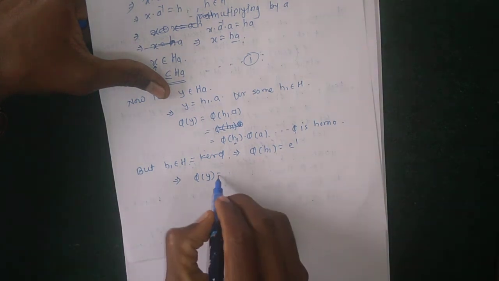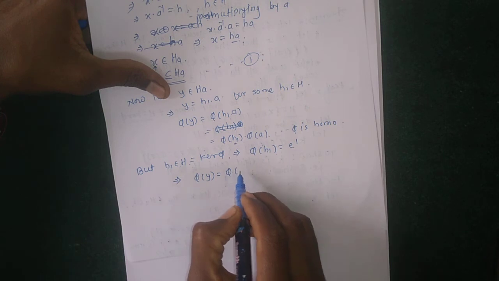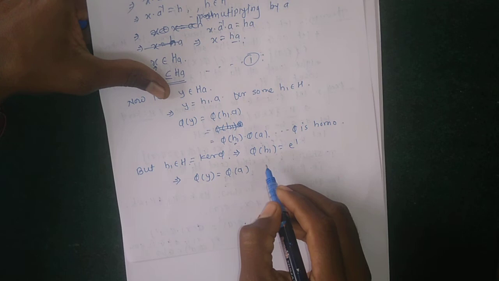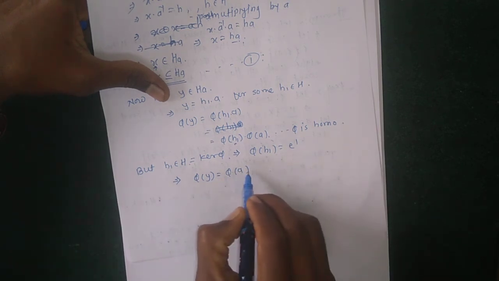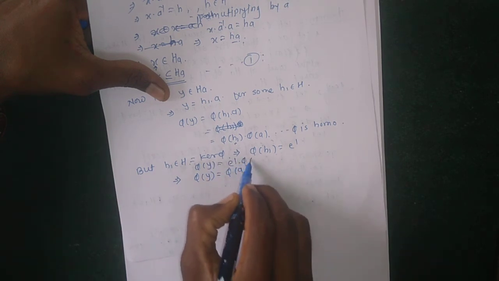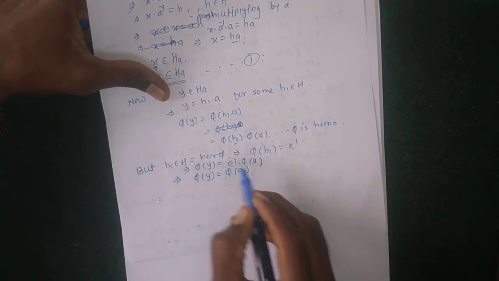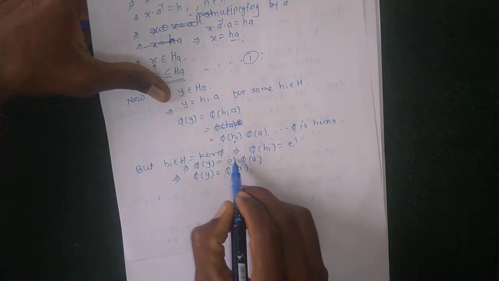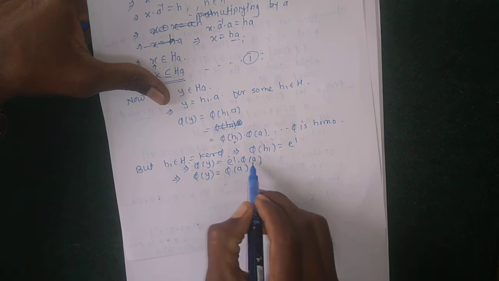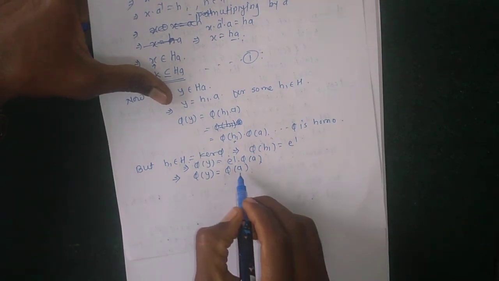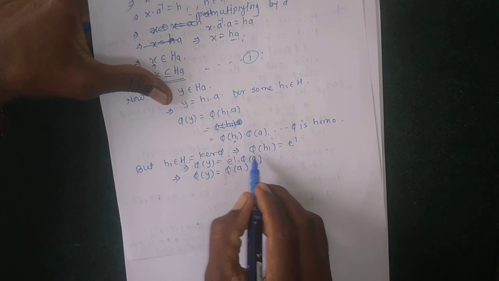Okay, phi of y equal to phi of A. Or here, one step: phi of y equal to E dash into phi of A, which implies that phi of y equal to phi of A, where E dash is the identity of the codomain, and phi of A is also an element of the codomain, because the images must belong to the codomain. So phi of y equal to identity into this element equal to this element itself.